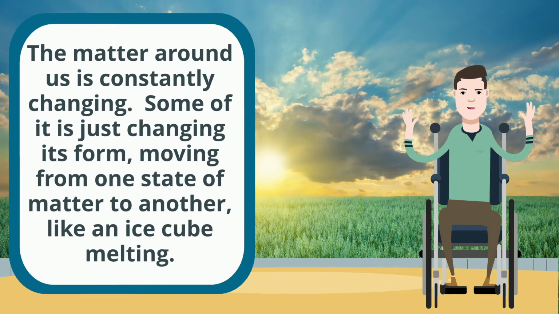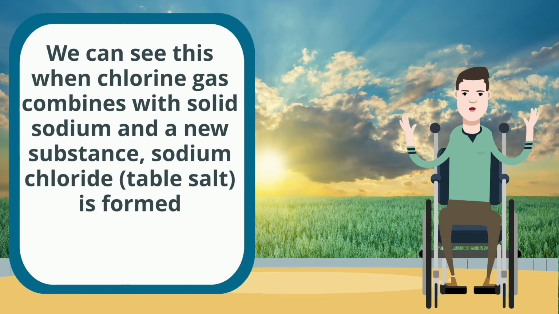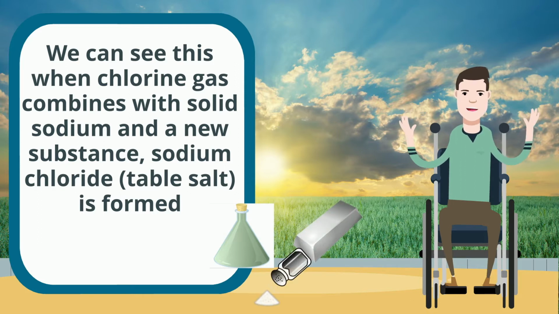The matter around us is constantly changing. Some of it is just changing its form, moving from one state of matter to another, like an ice cube melting. Others are changing completely into a new form of matter with different physical and chemical properties than what they start with. We can see this when chlorine gas combines with solid sodium and a new substance, sodium chloride, otherwise known as table salt, is formed.